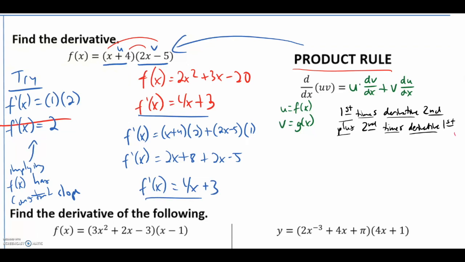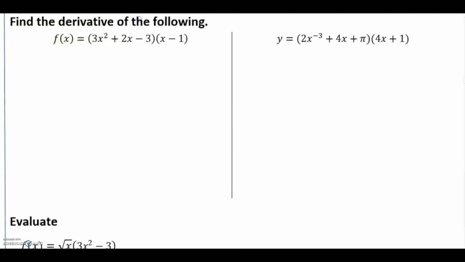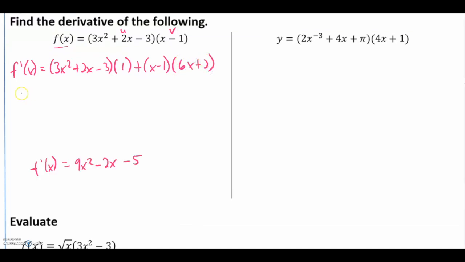So let's try a couple examples where we don't already have the answer beforehand. Find the derivative of the following. F of x equals (3x squared plus 2x minus 3) times the quantity x minus 1. I see one function, which we can label u, times a second function v. And product rule states that f prime of x will equal the first, left alone, times the derivative of the second, which is 1, plus the second left alone times the derivative of the first, and the derivative of that u function will be 6x plus 2. And if you choose to multiply and simplify this expression, this is the final derivative that you would get, 9x squared minus 2x minus 5.